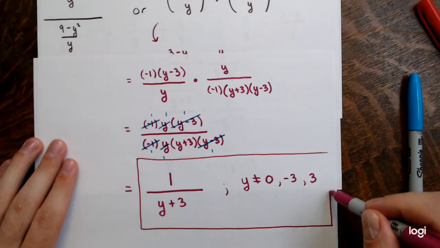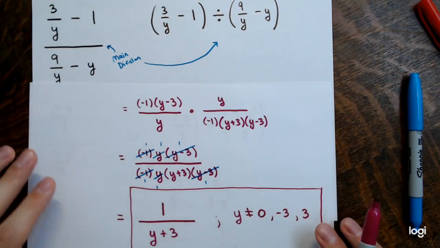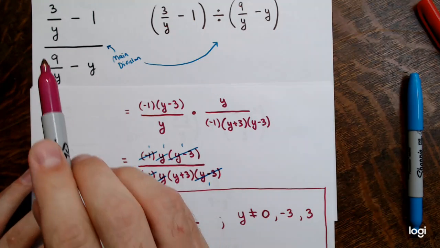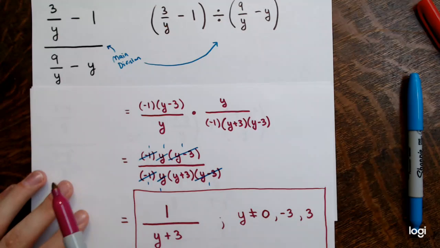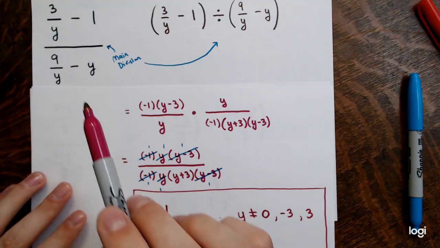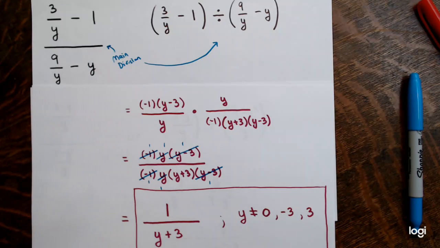This is it. The value of the original expression I had, 3 over y minus 1, all divided by 9 over y minus y, that value will be the same as just simply 1 over y plus 3, no matter what I plug in for y, except these 3 numbers here. Do not plug in any of these 3 numbers, because you'll have 0 in a denominator somewhere throughout the problem. But let's try something.